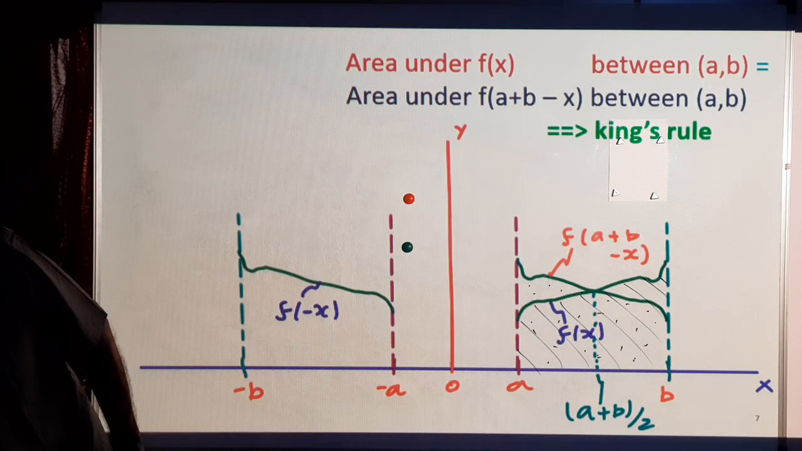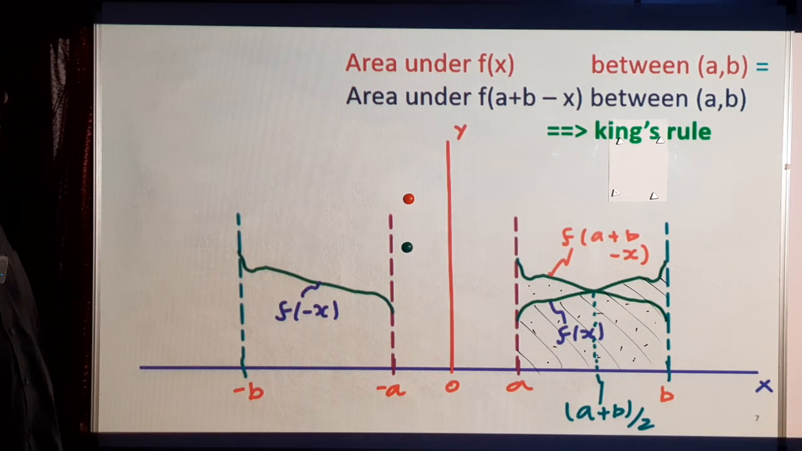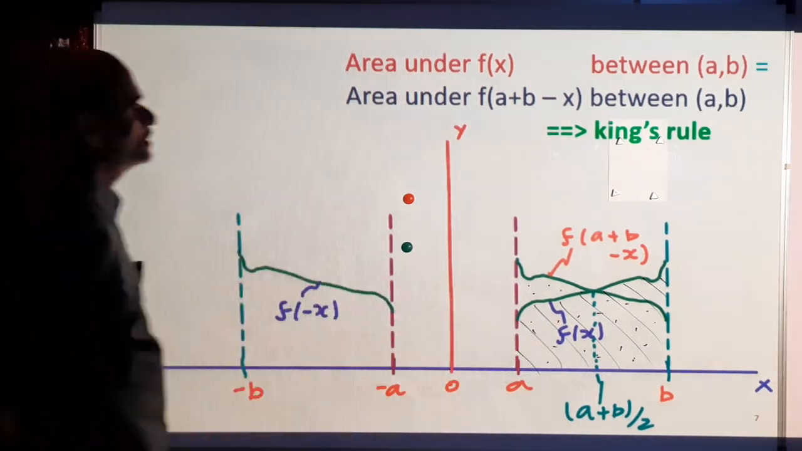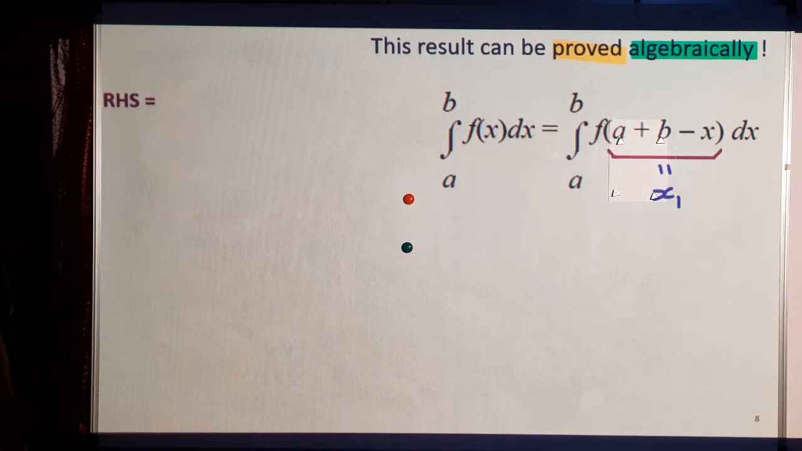So this is, in some sense, deriving or understanding the King's rule based on the geometric interpretation of integration, which is area under the curve, and also you should have an understanding of how the function f of a plus b minus x is related to f of x. This King's rule can also be proved algebraically, which you can find in all the books.